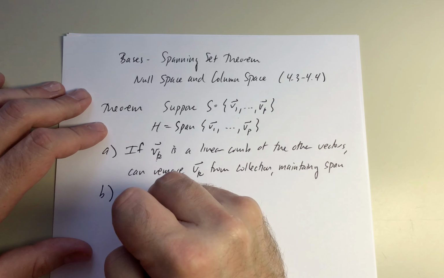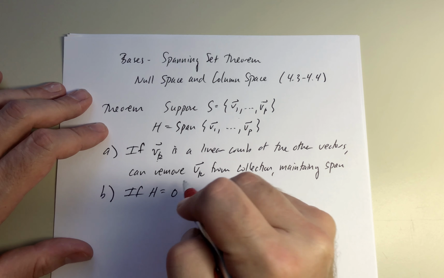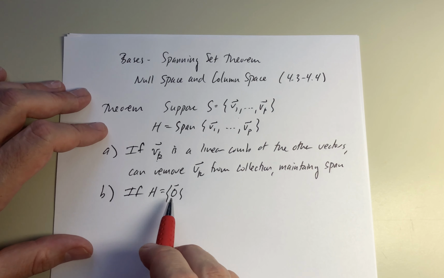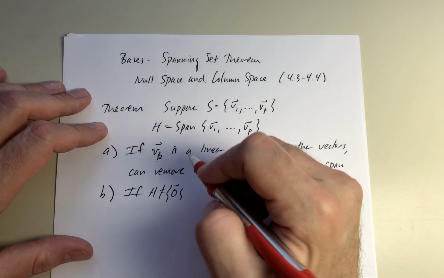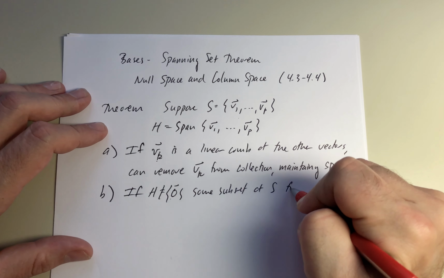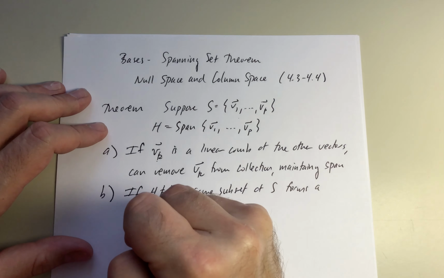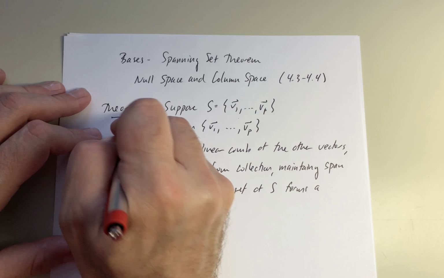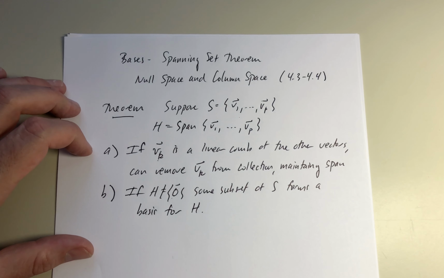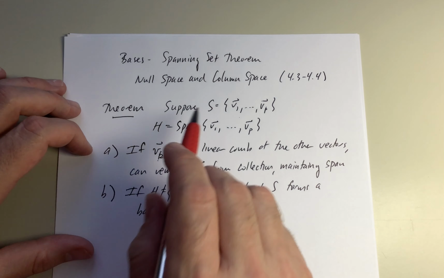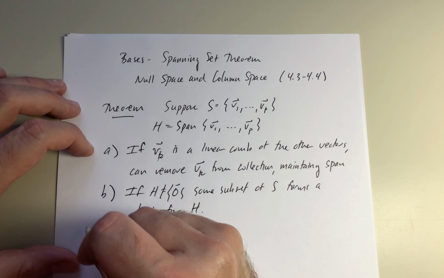And part B says that, as long as H is not the 0 space, right? Remember, there's always an example of the 0 subspace. But if it's not equal to the 0 subspace, then some subset of S forms a basis for H. That's what's called the spanning set theorem. And we'll see this in action. Like I said, we saw this last time in the example at the end of the last lecture, and we're going to see this again when we talk about column space. But let's go to that next.